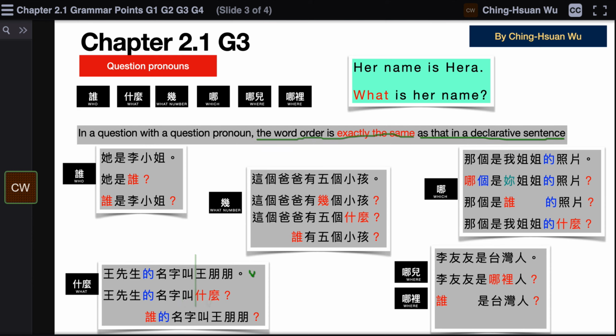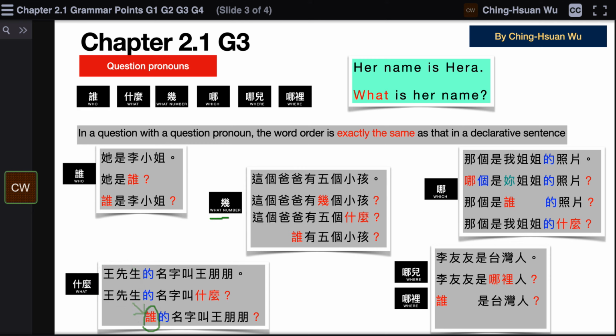For this declarative sentence, you can ask different parts of the information. For example, you know somebody is called Wang Pengpeng, but you want to know who. Whose name is that? So here, 谁的. You don't know that's 王先生的. So 王先生 is replaced with 谁, because 王先生 is a person. Therefore, the corresponding question pronoun is 谁. 谁的名字叫王鹏鹏?